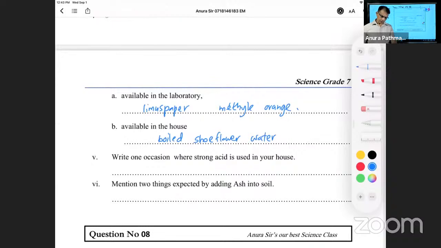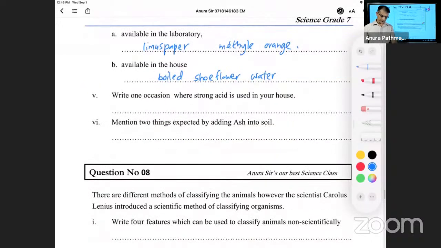Write one occasion where strong acid is used in your house. Car battery, dilute sulfuric acid. Vinegar? No, it's not a strong acid. You have to write a strong acid. We have only three strong acids.